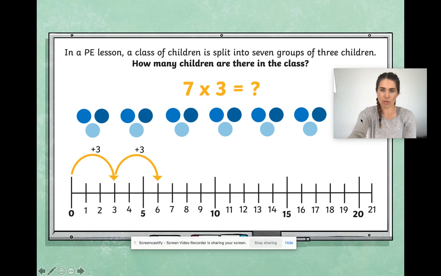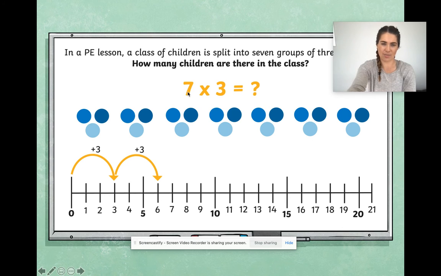And now I'm going to draw a picture to help me work out the answer. I need 7 groups because remember the times symbol means groups of. So this reads as 7 groups of 3. Let's see, have I got 7 groups? 1 group, 2 groups, 3 groups, 4 groups, 5, 6, 7. Good, I made 7 groups. Did I put 3 in each group? 1, 2, 3. Yes, I did. So I've made 7 groups of 3. This is how I would show that in a picture.